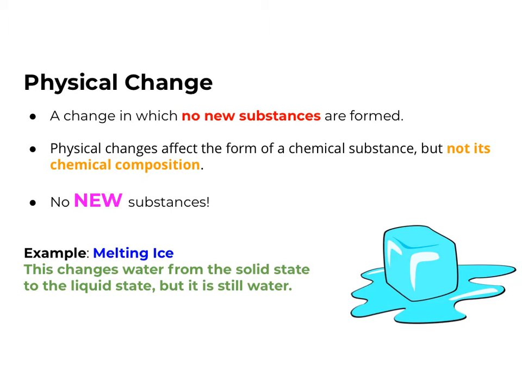Matter can undergo changes of two basic types: physical changes and chemical changes. So let's start explaining what we mean by a physical change. A physical change is a change in which no new substances are formed. Physical changes affect the form of the chemical substance but not its chemical composition. So, during a physical change, no new substances are formed.